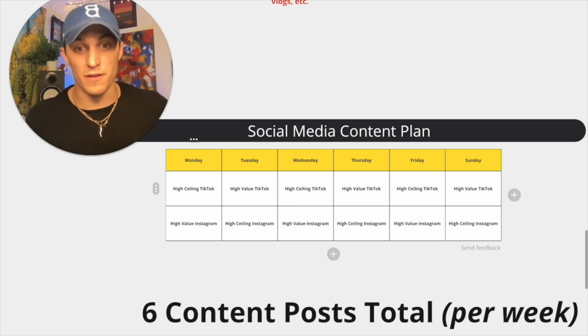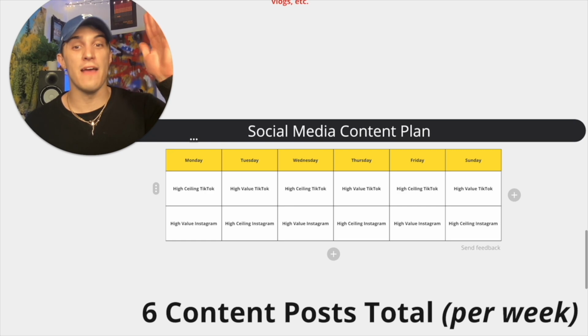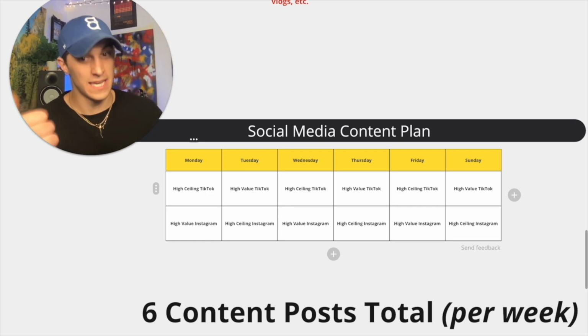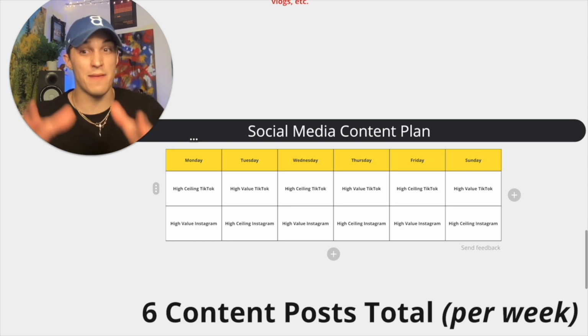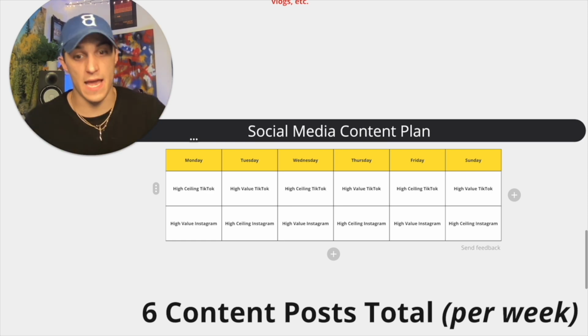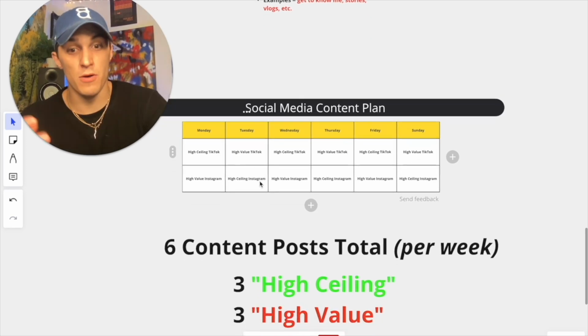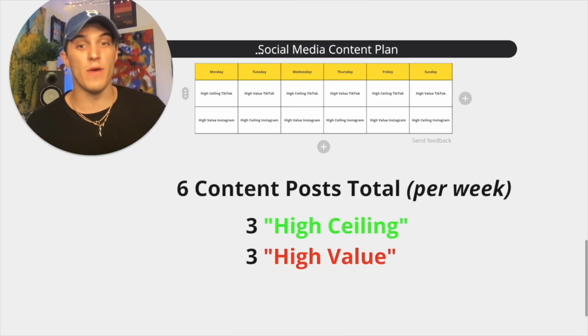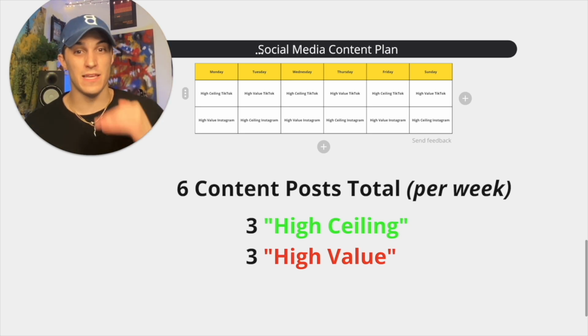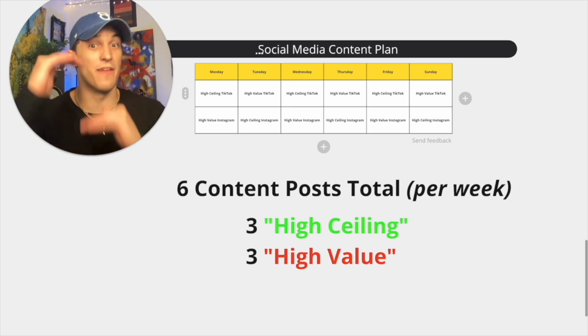If that's a little confusing, let me know in the comments if you need clarification. But essentially, you're alternating between high ceiling and high value every other day on both TikTok and Instagram, and you're never posting the same post on the same platform on the same day. You've got 6 content posts total per week. 3 high ceiling, 3 high value, and they're always going to follow each other up. So you're never going to post a high ceiling back to back with a high ceiling on the same platform.